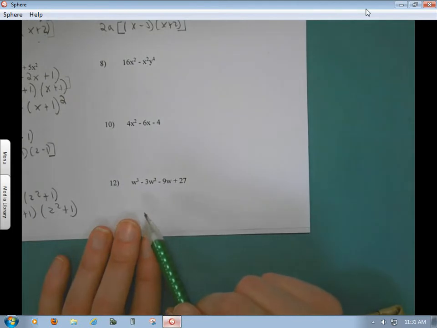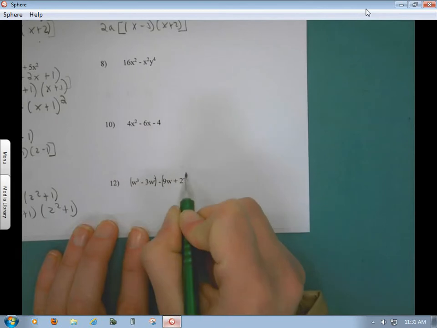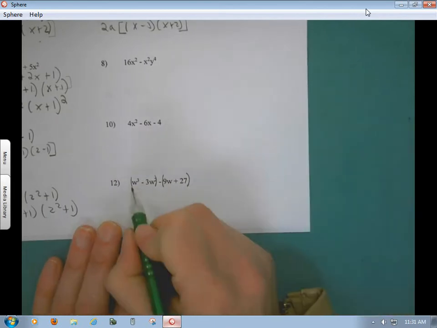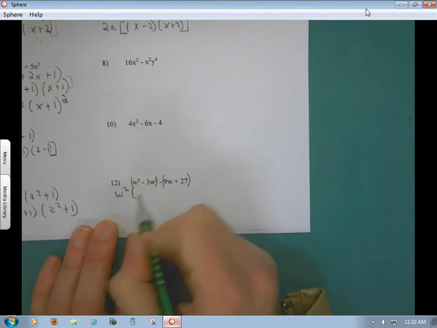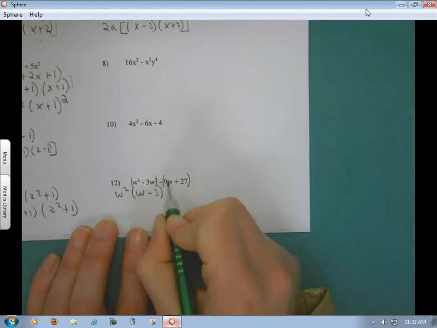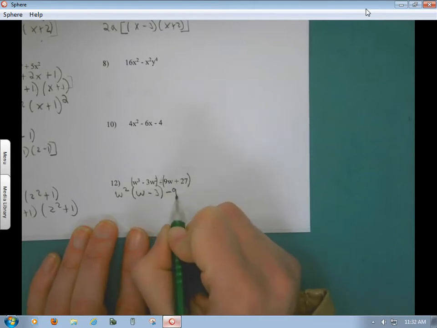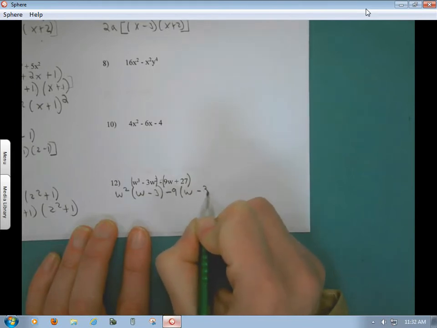So what I'm going to do is group these together into two binomials. I'm going to pull out a GCF here, which is actually a W squared, and I'm going to get W minus 3. I'm going to pull out the 9 here, but it's really negative, so then I'm going to get W minus 3 as well.